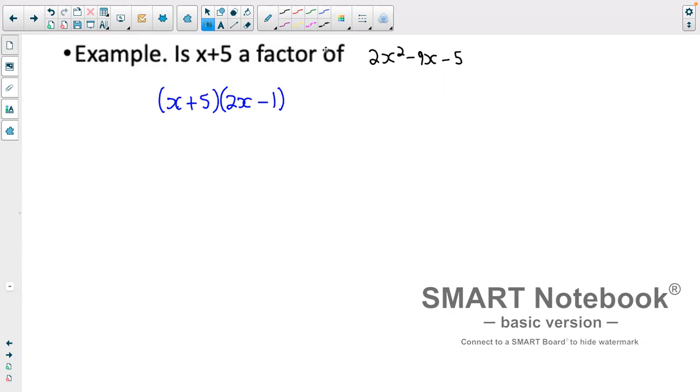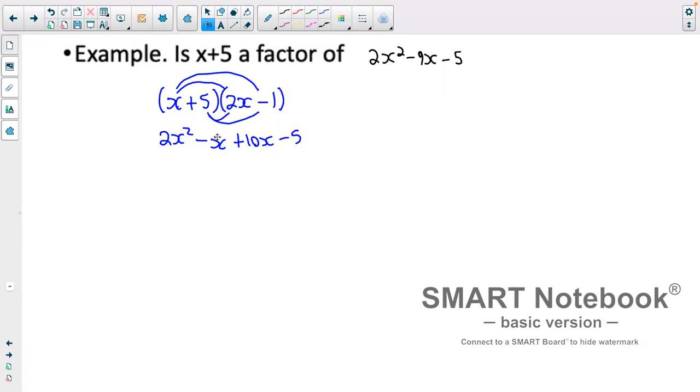Now we'll FOIL this out, and if it matches this perfectly, x plus 5 will be a factor. So the main thing we'll be looking at is, does the middle term match? Because with what we've done, we know the first and last terms will. So if we go x times 2x, that gives us 2x squared. Then x times -1 gives us minus x. 5 times 2x gives us positive 10x. 5 times -1 gives us -5.